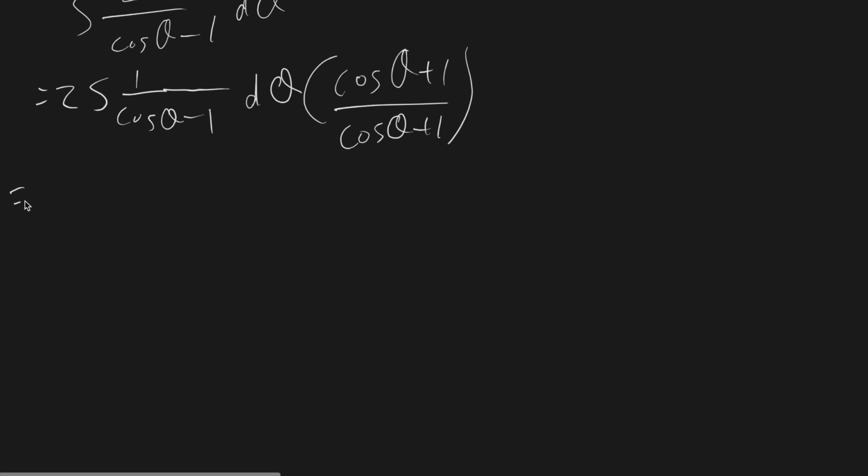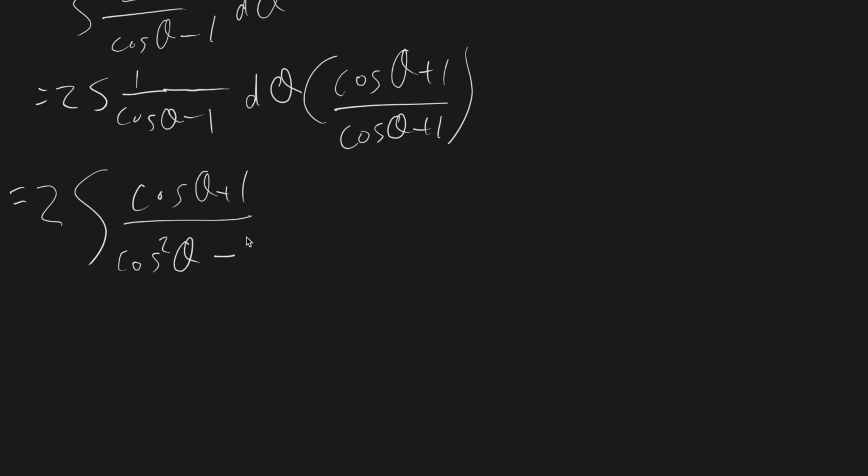So now, when we multiply, we'll have cosine theta plus 1 in the numerator. So if you just did 1 times cosine theta plus 1, divided by cosine squared theta minus 1 in the denominator, when we multiply cosine theta minus 1 and cosine theta plus 1. Now notice we can use the Pythagorean identity to convert this expression into a different trig function.